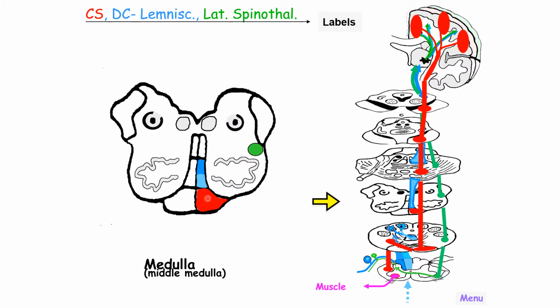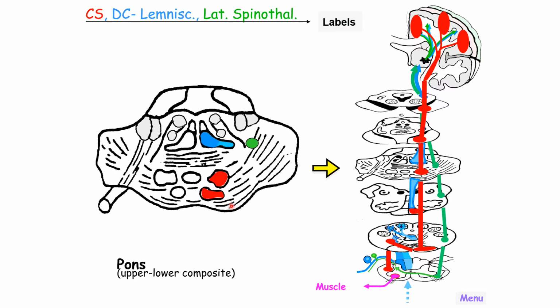As we come to the medulla, a little higher up, the medial medulla, we see the pyramid at the midline. We see the medial lemniscus at the midline with the leg and the arm, and we see the spinothalamic tract very laterally. As we move a little bit higher in the pons, we see the corticospinal tract here at the midline. We see now that the medial lemniscus is starting to have the leg move a little bit more laterally, and we see the lateral spinothalamic tract out laterally near the cerebral peduncle.